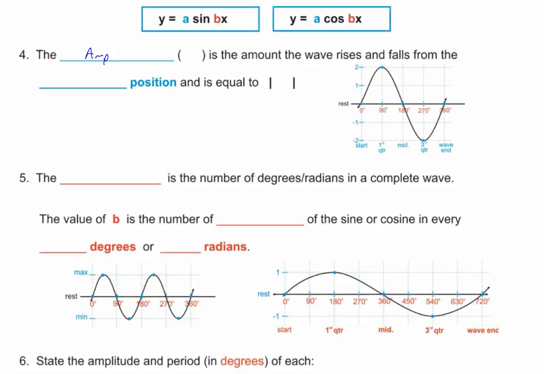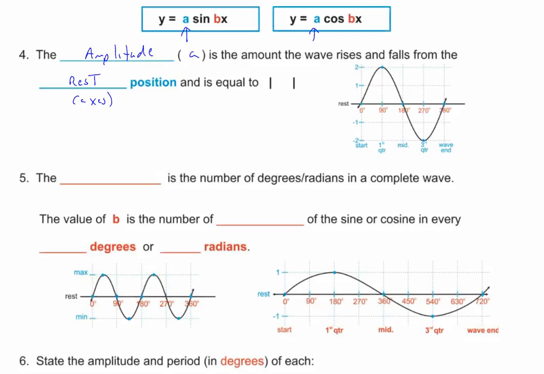The amplitude. The amplitude you'll find as a multiplier of the trig function. If you don't see anything there, the value of A is 1. All right, so the amplitude is A. That's kind of handy. And again, it's the amount the wave rises and falls above the rest position. The rest position is the axis, right? Or if that wave is translated, then it has to be the rest position.